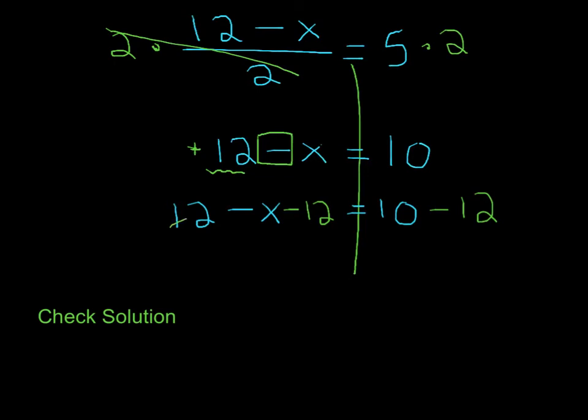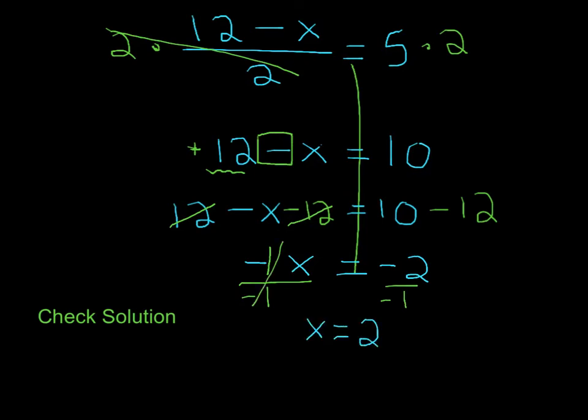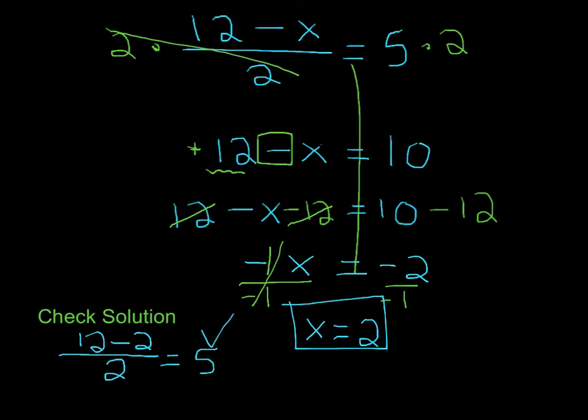So if we subtract 12, our 12's cancel, but we still have a negative x left over on the left, and then 10 minus 12 is negative 2. When you have a negative x, you can think of it as a negative 1 times x. So to get rid of a negative 1 times x, we have to divide both sides by negative 1. So x equals a positive 2. Now don't forget to check your answer. 12 minus 2 is 10, and 10 divided by 2 is 5. So it checks.